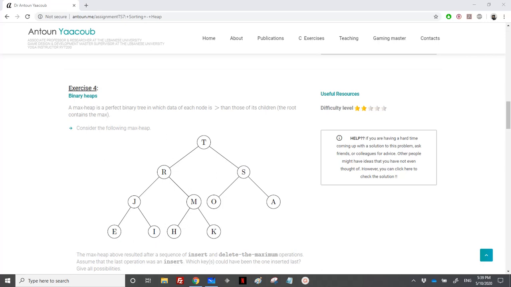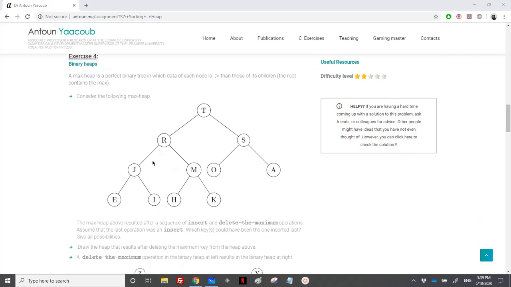So we have a max heap, and it contains characters. The max heap is the one above. It resulted after doing some insertions and deleting the max element, which is on the top of the tree. We assume that the last operation was an insert. So what are the possibilities? Which of these three elements could we have inserted last?